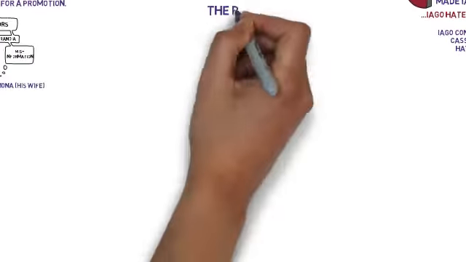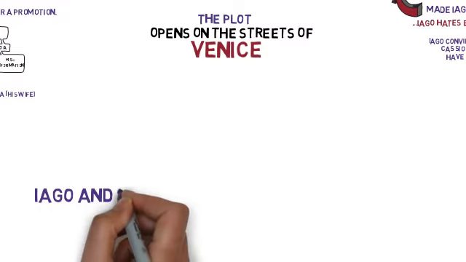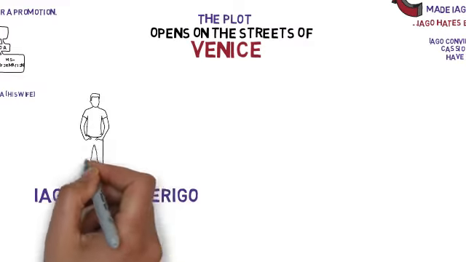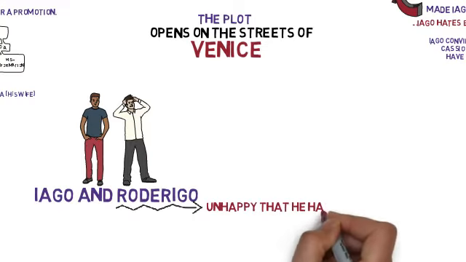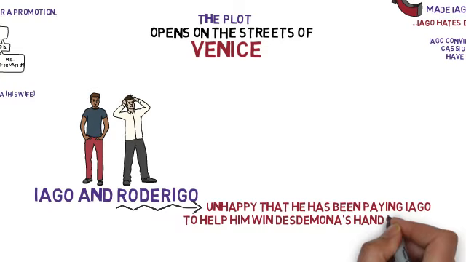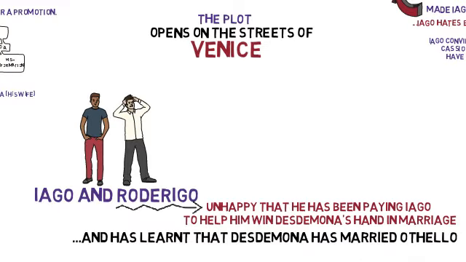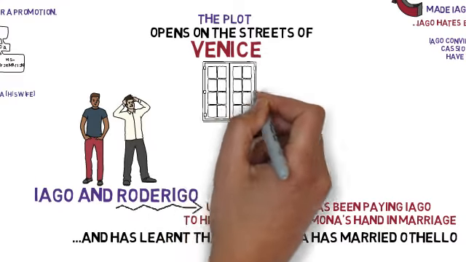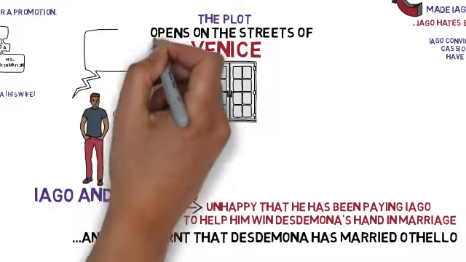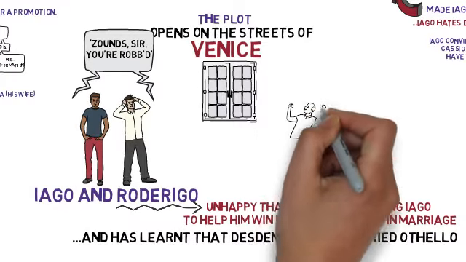Now, let's get on with the overview of the plot. The play opens on the streets of Venice. Iago and Rodrigo are talking, and Rodrigo is very unhappy that he's been paying Iago to help him win Desdemona's hand in marriage. He has learned that Desdemona has, that night, married Othello. Knowing Desdemona's father, Brabantio, would be very unhappy about this, they call up to Brabantio's window, rousing him from his sleep, and tell him that his daughter has been stolen by Othello.